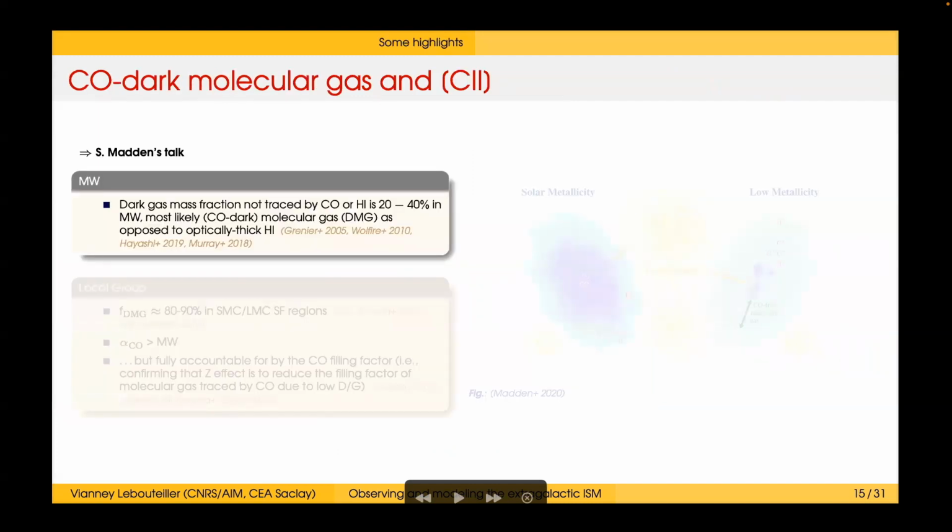First, about the CO dark molecular gas. I will refer you to Sumadan's talk after in this session. But just briefly, it's been known that if you do baryon counting through gamma rays, you have more baryons than what you can count with CO or H1. And so it's about diffraction, but it depends on the environment, especially on the extinction. And it seems to be most likely CO dark molecular gas, as opposed to optically thick H1, because diffraction doesn't depend on the optical depth of H1 or the excitation temperature of H1.